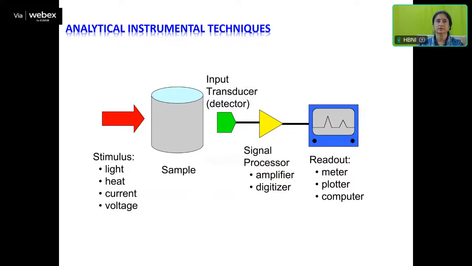So now, what is actually a hyphenated technique? We know that in any analytical technique, some stimulus has to be given to the sample. The stimulus can be in the form of light, heat, current, or voltage. Then the sample will interact with this stimulus. Then the detector will measure the interaction, and the signal will be processed, and some readout will come out, from which we can calculate the concentration of the analyte.